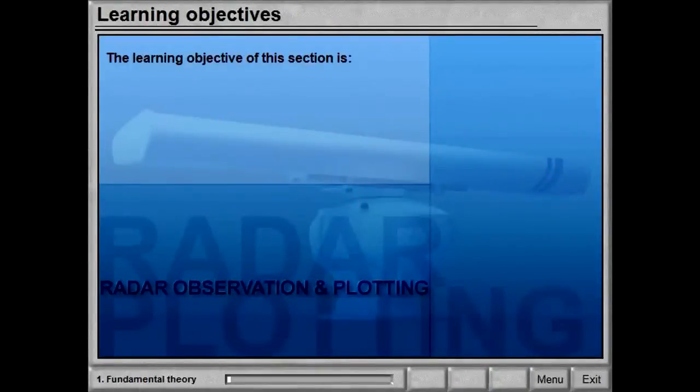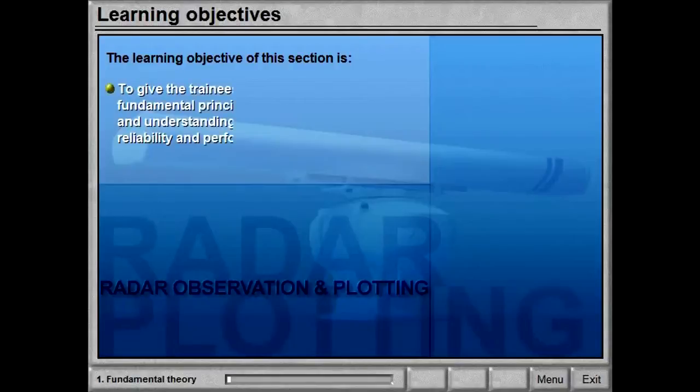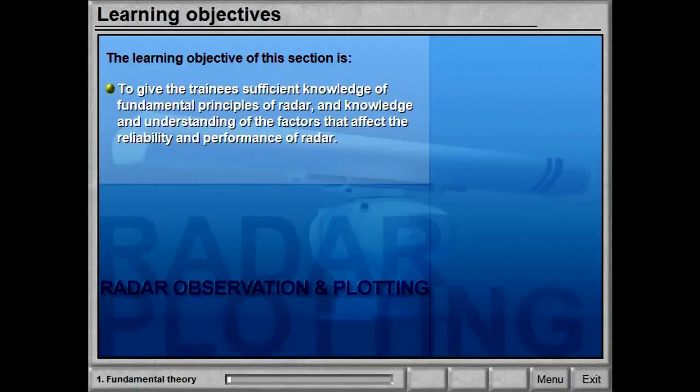The learning objective of this section is to give the trainees sufficient knowledge of fundamental principles of radar and knowledge and understanding of the factors that affect the reliability and performance of radar.